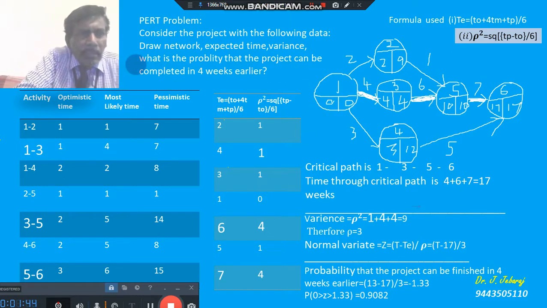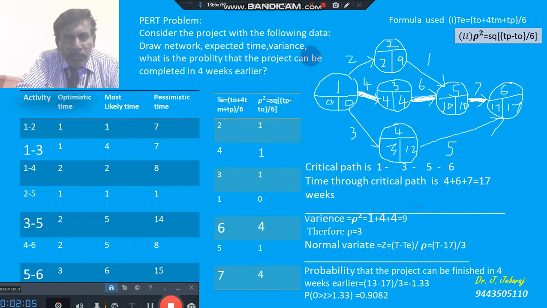And lastly, what is the probability that the project can be completed 4 weeks earlier? 4 weeks earlier the project should complete. What is the probability? That's what we are interested in there.